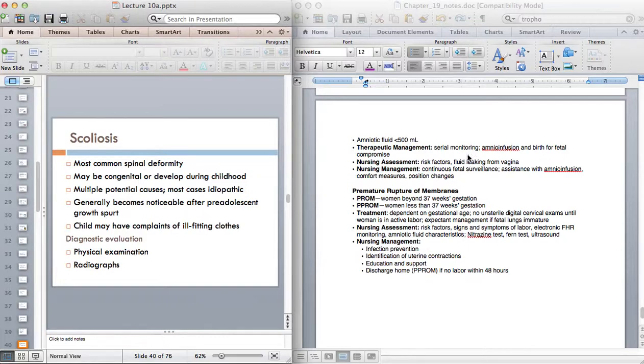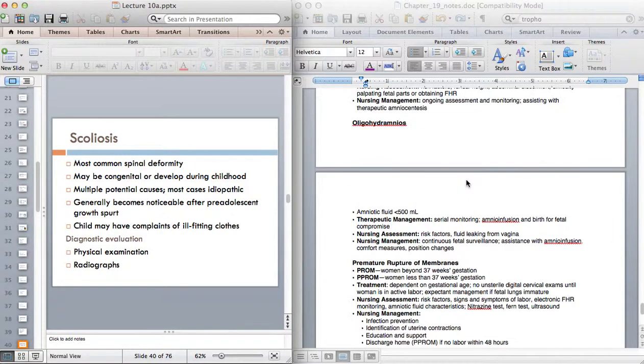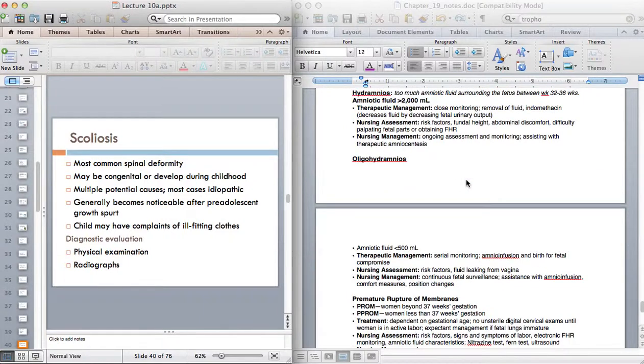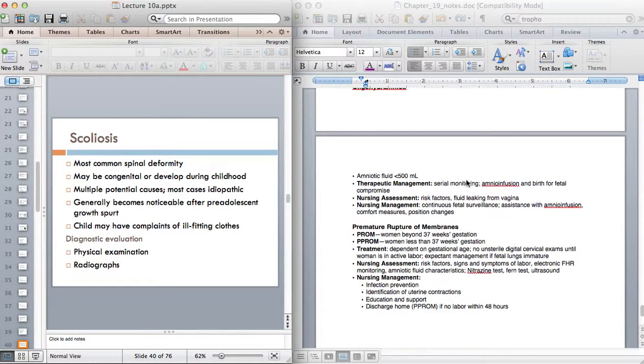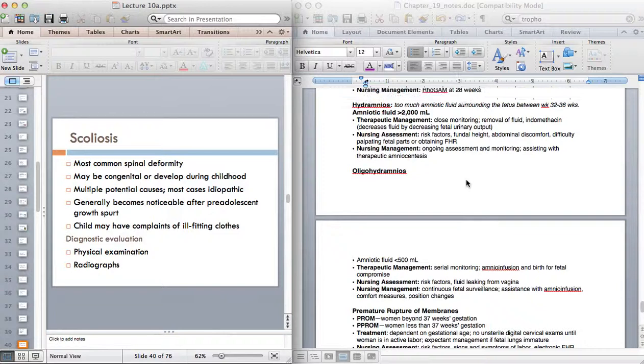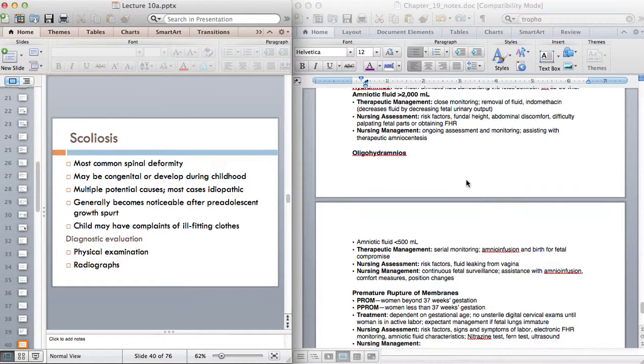The majority of them have no cause, but some could be due to a muscular disease, or in patients with congenital problems like cerebral palsy, muscular dystrophy, or myelomeningocele, which can have that curvature.